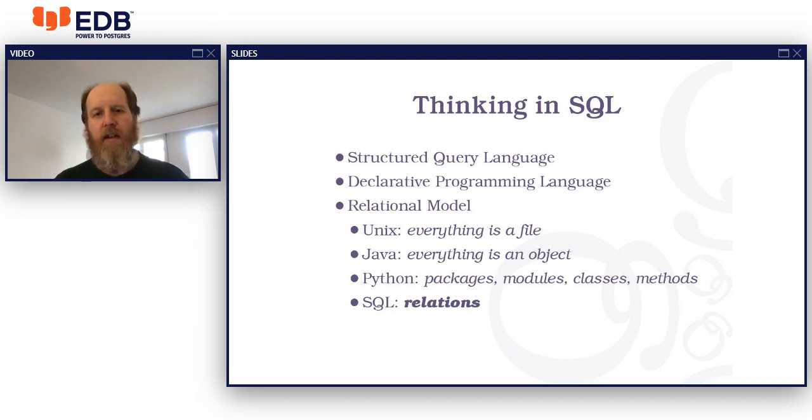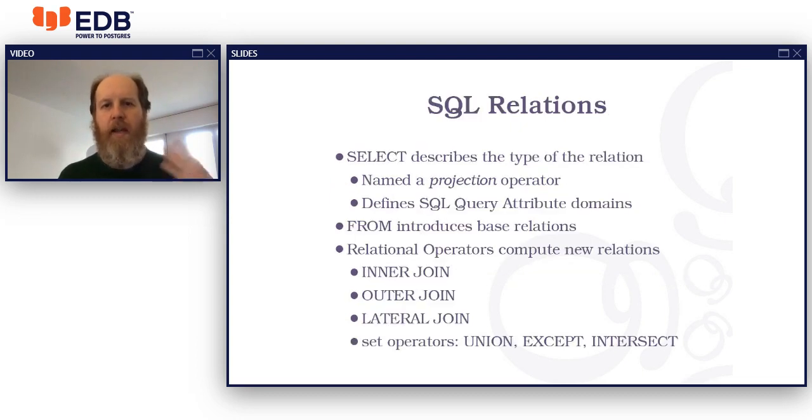In Java, they say everything is an object. So if you think in terms of Java, you need to think in terms of objects, and how they relate to each other. If you're using Python, you have objects too, but you have other things that you have to think about, like packages and modules. In SQL, if you want to think in SQL, you need to think in terms of relations, and you need to play in your mind with relations that you can compose.